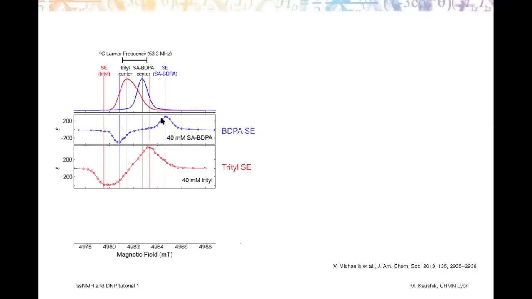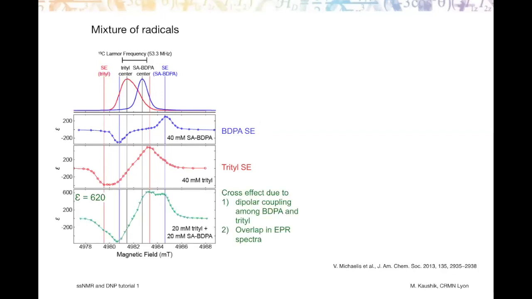So by overlaying simulation and experiments, we can tell that this is a solid effect condition in both cases for trityl and BDPA. However, by using a mixture of radicals, there was a huge increase in enhancement, which is again a characteristic of cross effect because it is an easier mechanism to evoke. It requires less microwave power. And also it is more probable because it is the nominally allowed transitions.